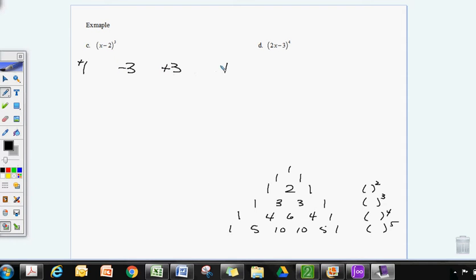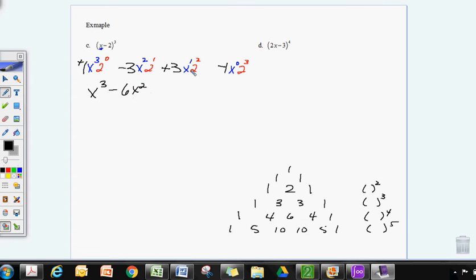For my first term, that's going to be 2x to the fourth, 2x to the third, 2x to the second, 2x to the first, and 2x to the 0 power. Again, that's about the last time I'm writing that. Second term is 3. Notice I don't say negative 3, I just say 3. So it's 3 to the 0, 3 to the first, 3 to the second, 3 to the third, and 3 to the fourth. Okay, expand this out.